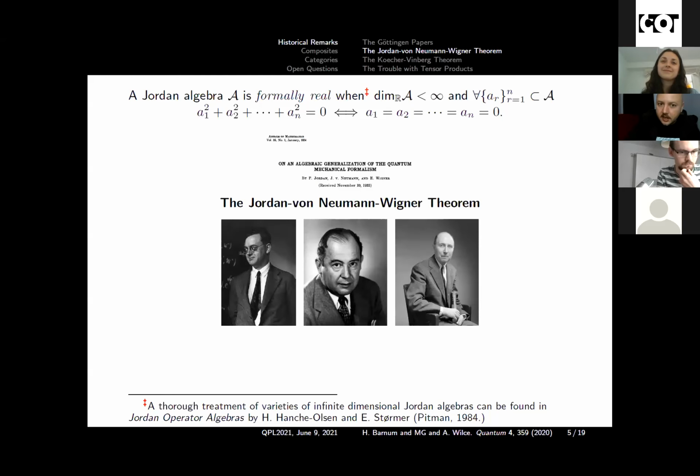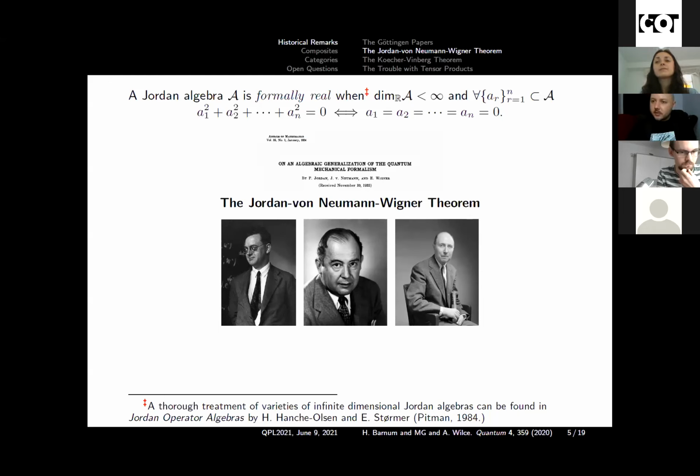A Jordan algebra is formally real if it's finite dimensional and if you take any collection of elements in the Jordan algebra and sum up their squares, and that's 0, then all of them have to be identically 0. That's what's known as a formally real Jordan algebra. Once Jordan got together with von Neumann and Wigner, they were able to prove that the Jordan identity is equivalent to power associativity within a formally real Jordan algebra. That's where we get the modern form of the Jordan axiom.